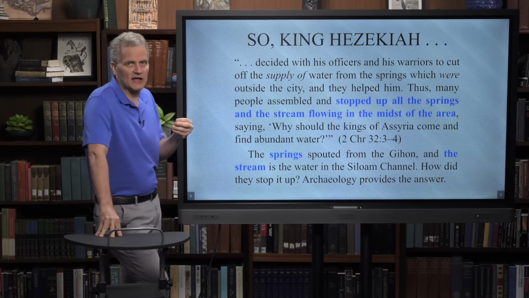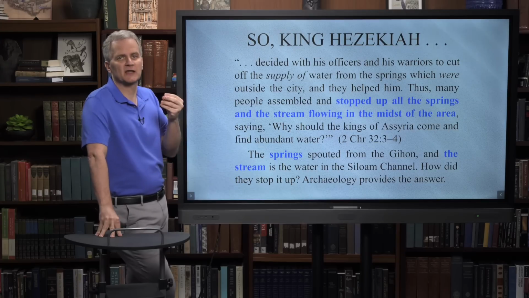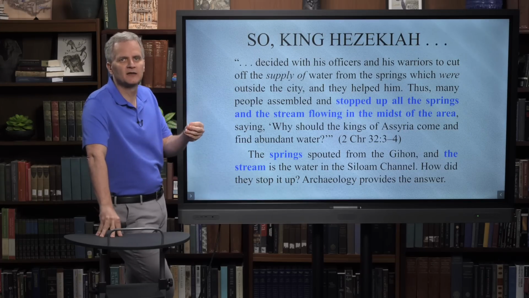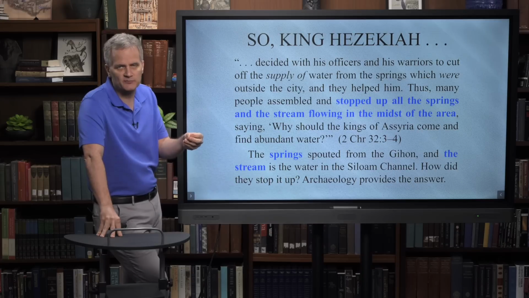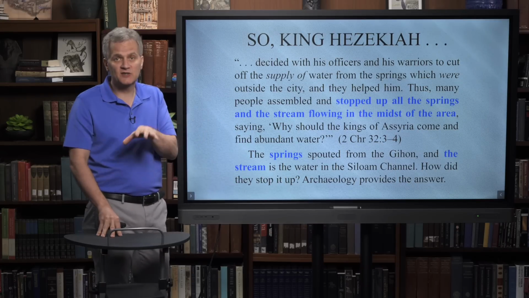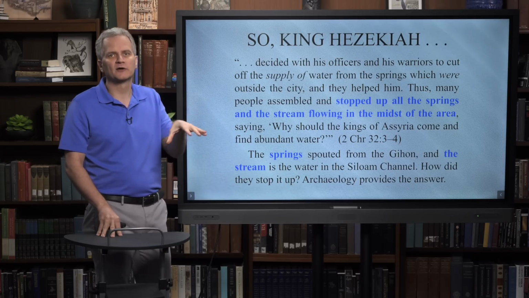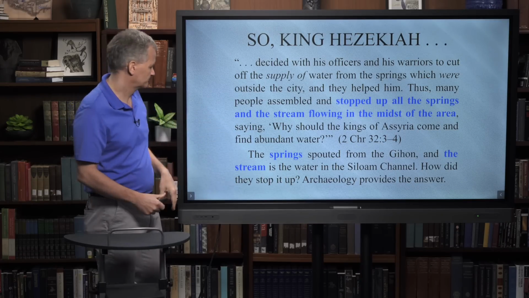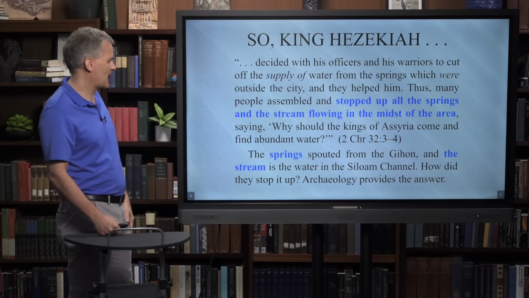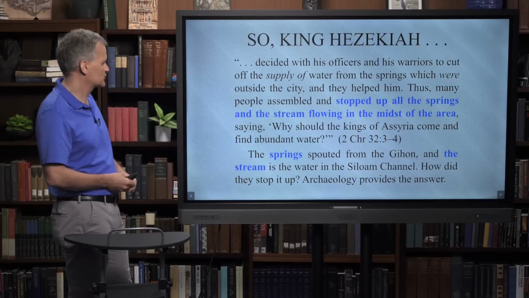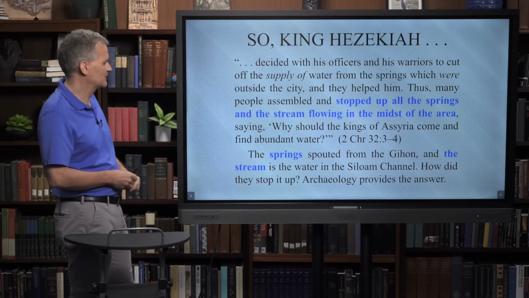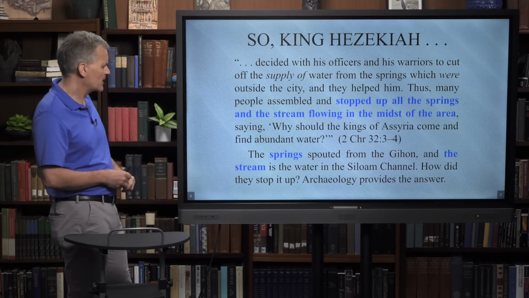So archaeologically, we can see the remnants of just what they did in 701 BC or just before to prevent the Assyrians from having water at their city. The springs spouted from the Gihon, and the stream is the water in the Siloam Channel. How did they stop it up?